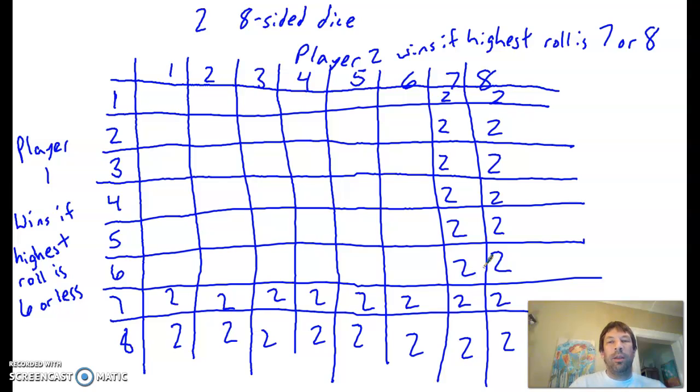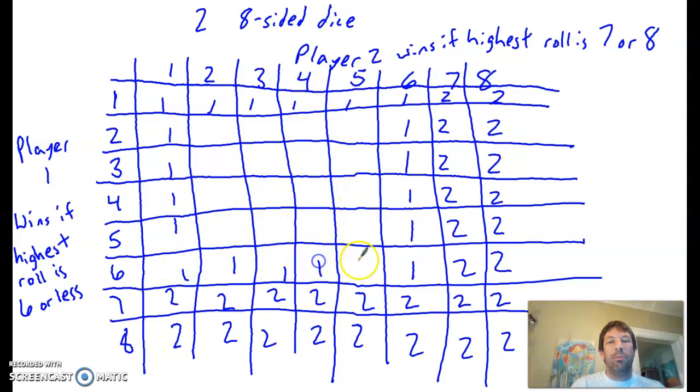Okay. Now, player 1 wins if the highest roll is a 6 or less. Well, notice now the box that I have left here, the bottom right corner, they're both 6s. That's the highest it could be. So player 1 would win there, and that means player 1 would win in all of these other cases. Okay? And everything in between.